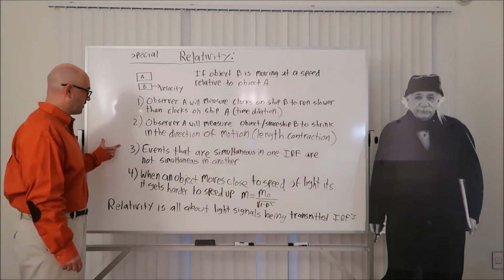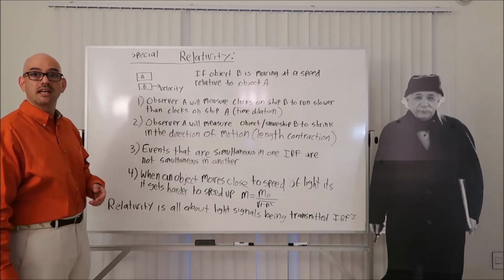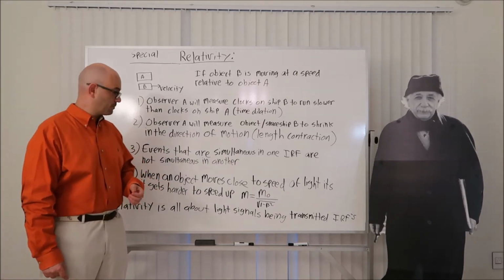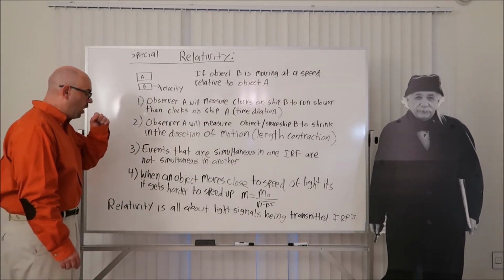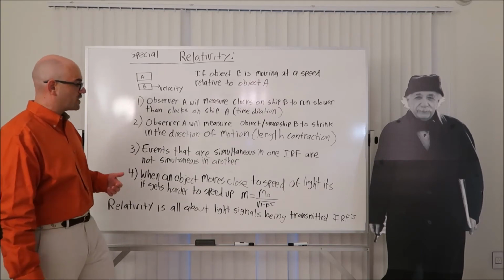Another part of relativity is that events that are simultaneous in one inertial reference frame are not simultaneous in another. I'm going to come back and explain this next. And then finally, when an object moves close to the speed of light, it gets harder to speed it up.